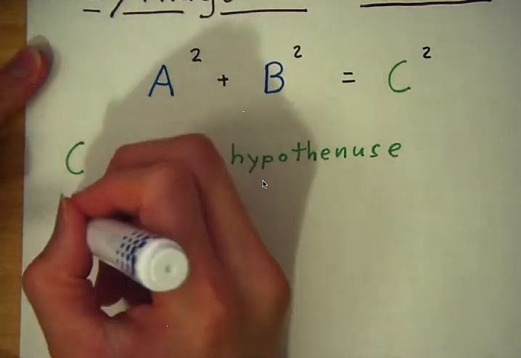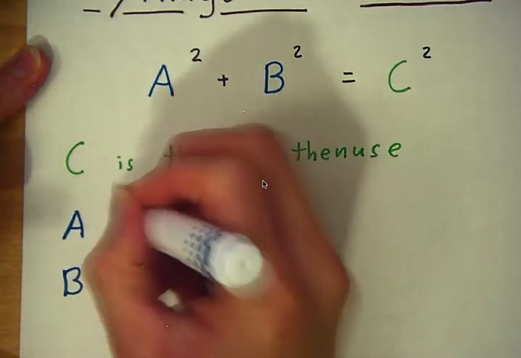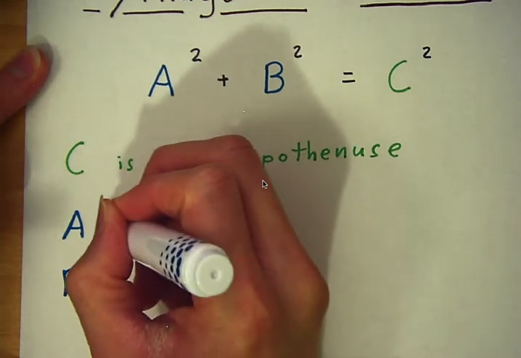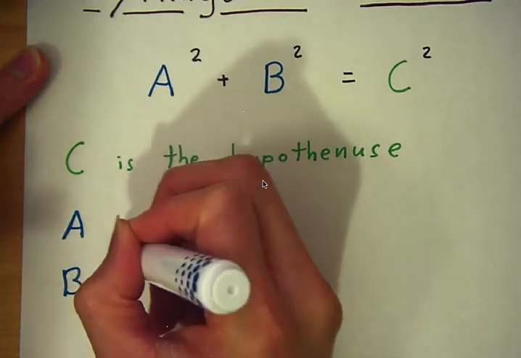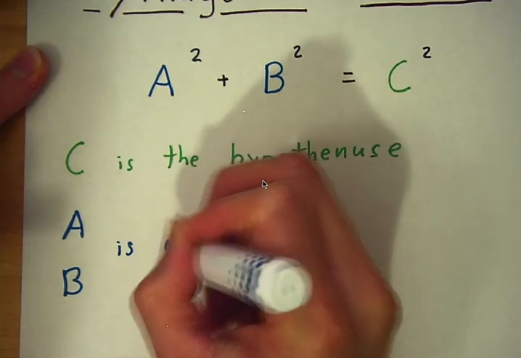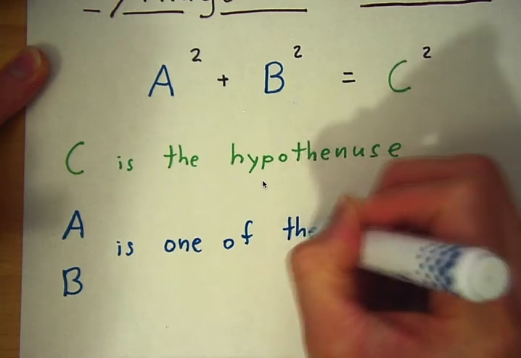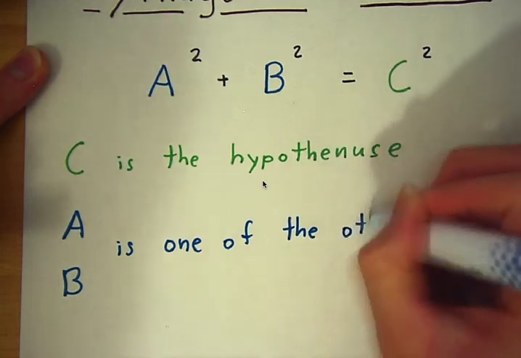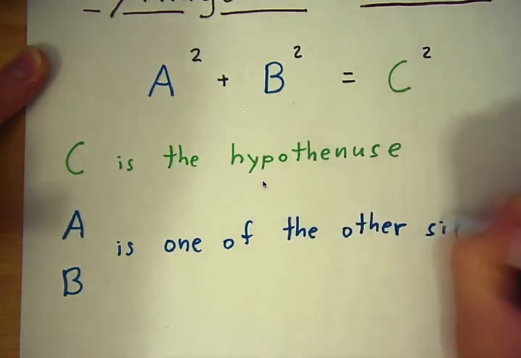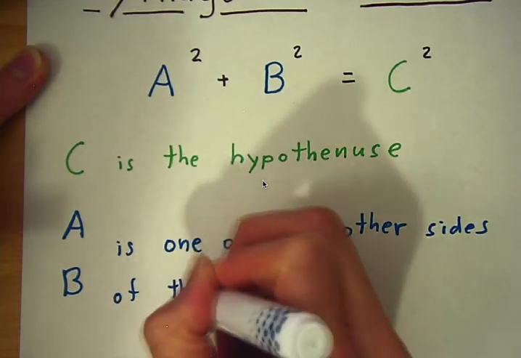A and B, each of these is one of the other sides of the right triangle.